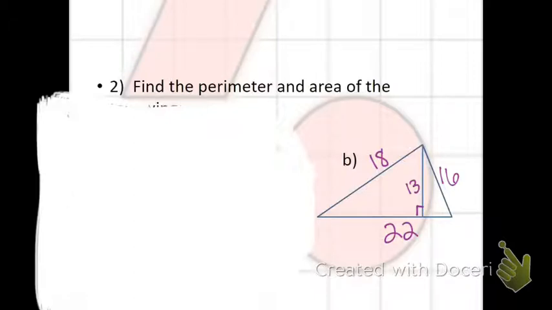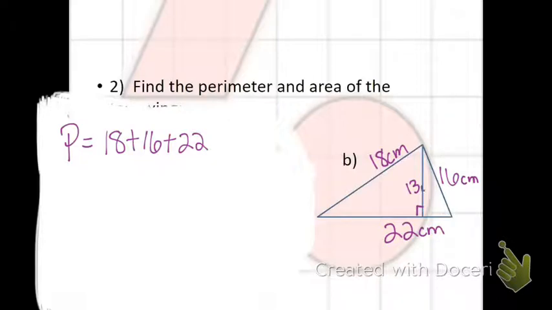All right, for 2B, again, the perimeter is just adding up all the outer edges, not any of the edges inside. So we would take 18 plus 16 plus 22. Let's give these all centimeters, just so we've got some units to work with. All right, so when I add up all my outer edges, I get 56 centimeters for my perimeter. And that's all we have to do.